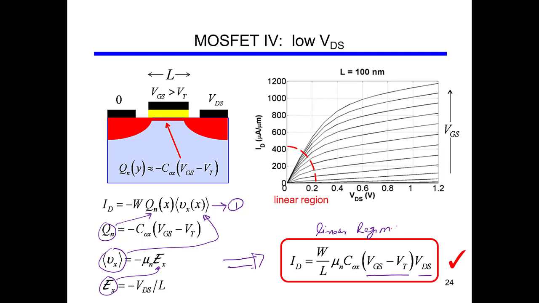So you see the equation is related to the width and length ratio times the electron mobility. This is the electron mobility, another quantity that comes from experimental analysis, and Cox is the capacitance of the oxide layer. VGS minus VT we know, and VDS. So this is a very simple equation which you can use to describe the current in the linear region.